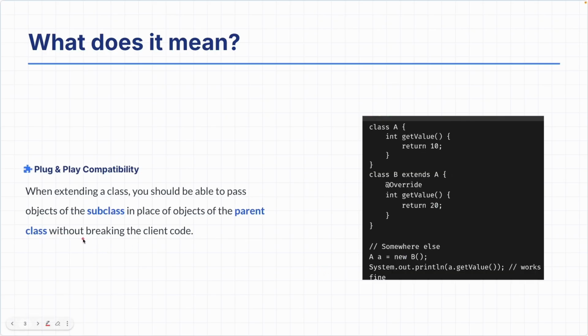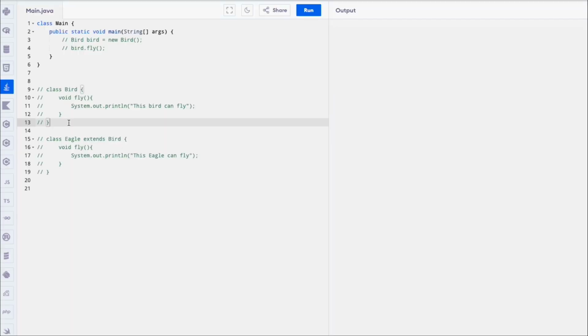So what does the Liskov substitution principle actually mean? In simple terms, it means that objects of a subclass should be replaceable with objects of the parent class without breaking the application. In other words, if a piece of code works correctly with a parent class object, it should continue to work correctly even when we pass an object of its subclass without changing the client code or introducing unexpected behavior. So now let's take an example and understand this principle.